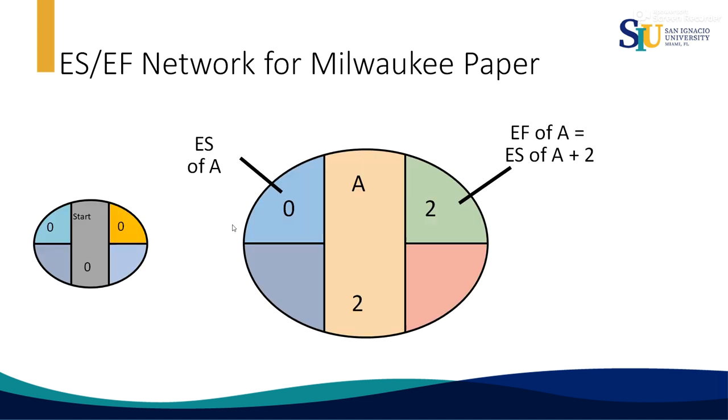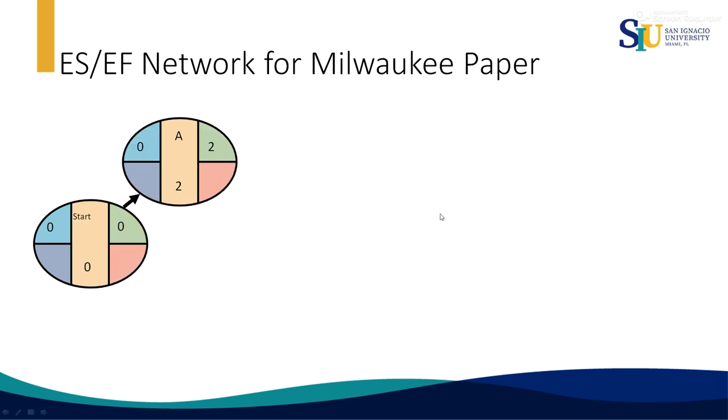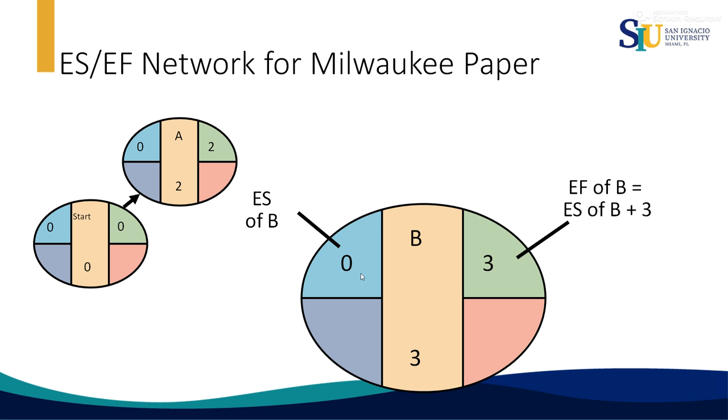Then we start with 0. Now activity A has a duration of 2. It can begin at time 0 because it doesn't have any precedence relationship, and you have 0 plus 2, then the early finish is going to be 2. Activity B also can start at 0 because it doesn't have a precedence relationship, plus 3, the early finish is going to be 3.